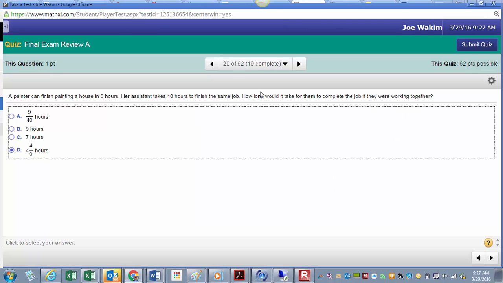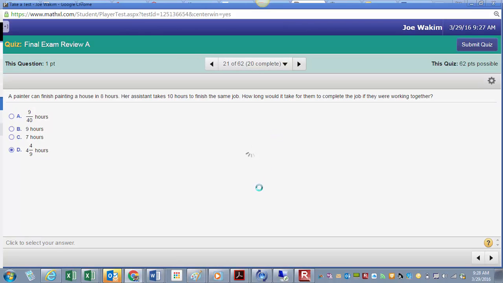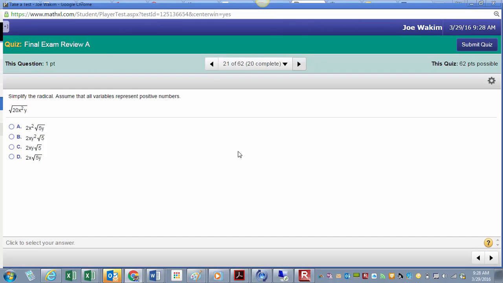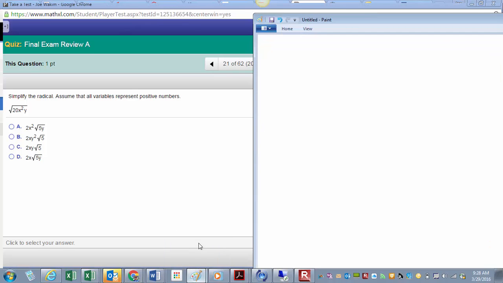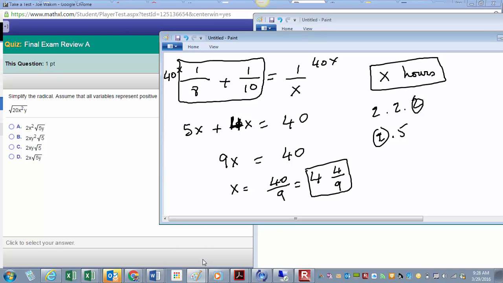Let's try 21. Simplify the radical. Okay, let's try to simplify this radical. Again, this is not working for some reason. Let me see. All right, let's try the second one. So we have to simplify the radical.